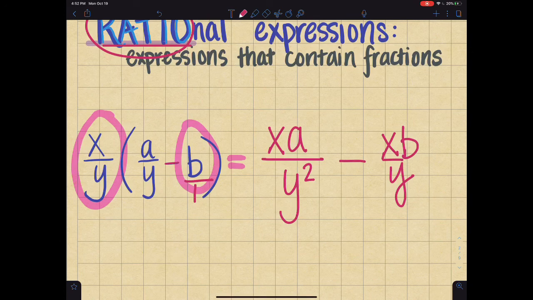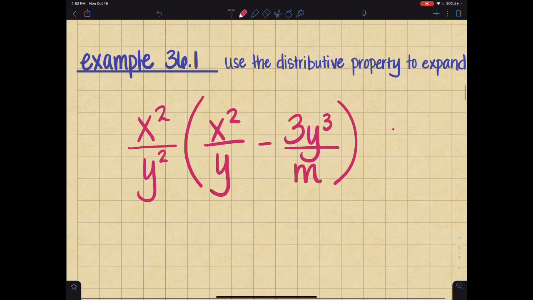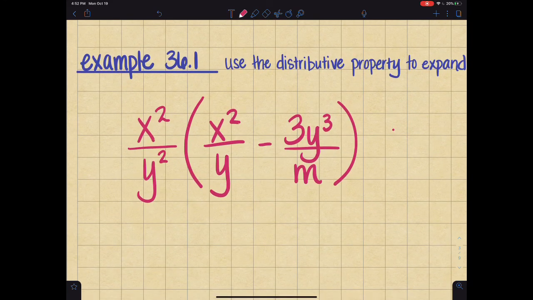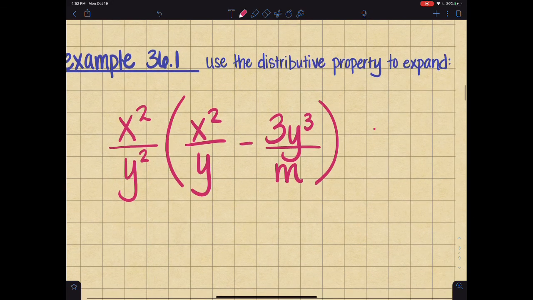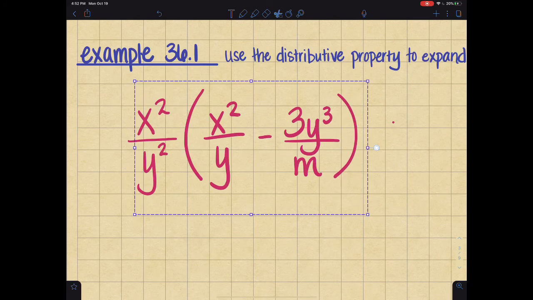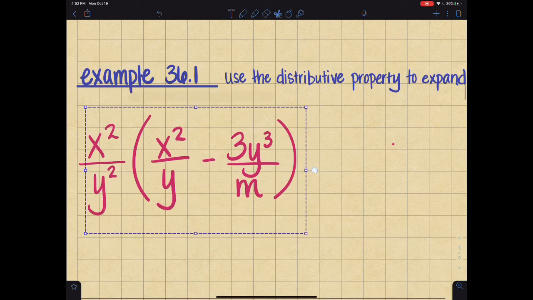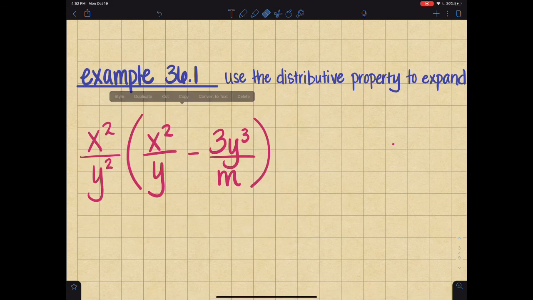All right, so that's what we're going to do. And let's do some examples, and you will figure it out as we go. So example 36.1, which is halfway down the page on page 146, it says, use the distributive property to expand this expression. So once again, I feel like I didn't quite give myself enough room, so I am going to move this to the side, maybe make it a little smaller there, because you can see it in your book.